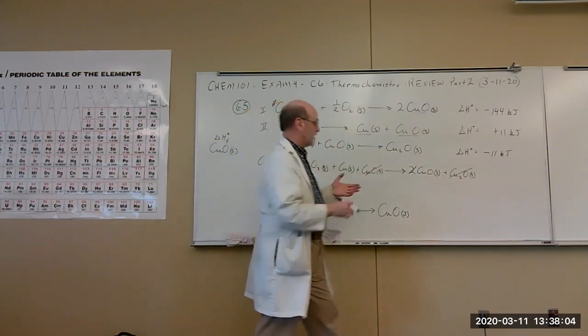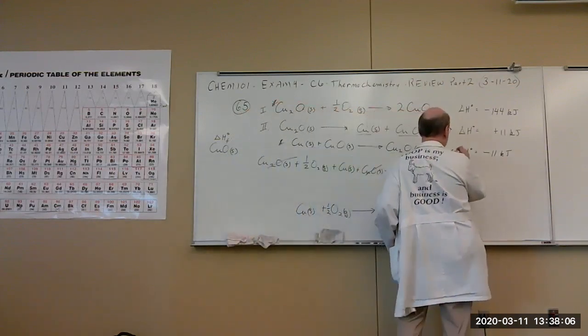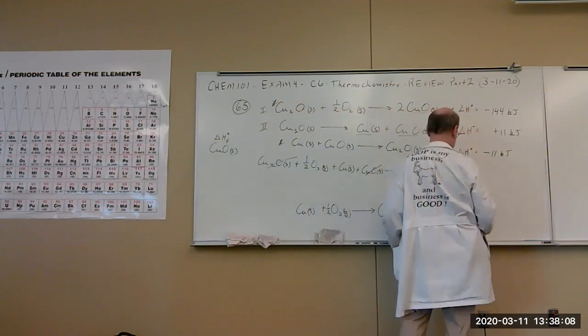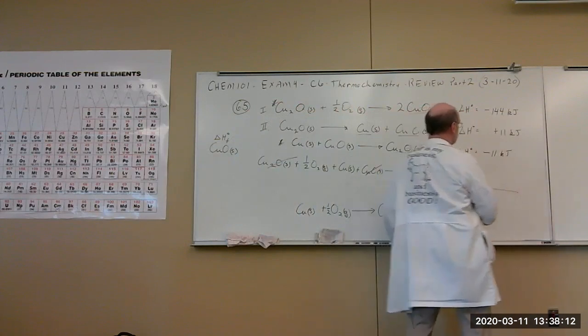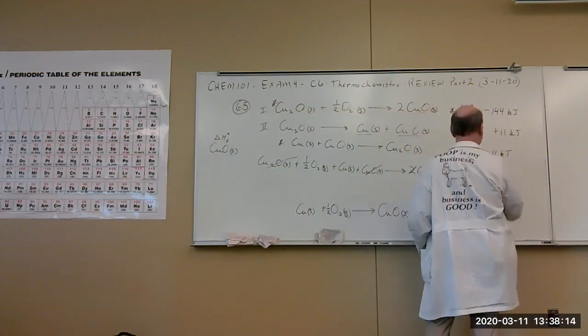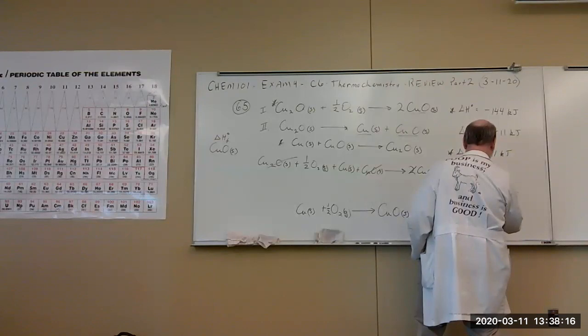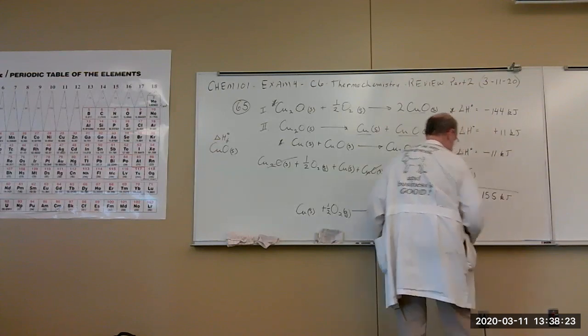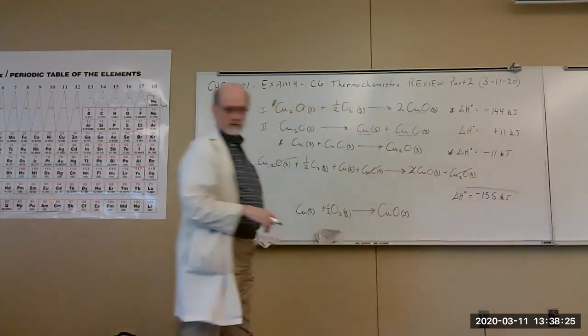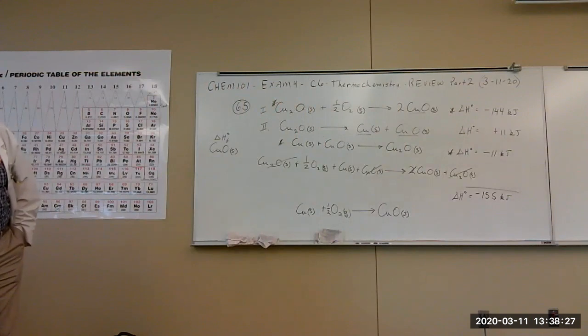That being the case, now we can add this one plus this one. All right. So that would be what, 155? Delta H for that reaction. Let's see, is that one of our answers? 65. Yep. B.